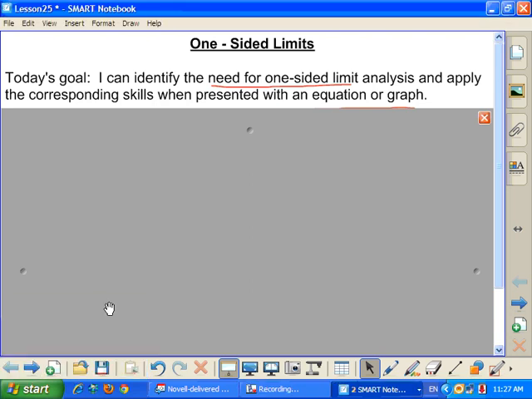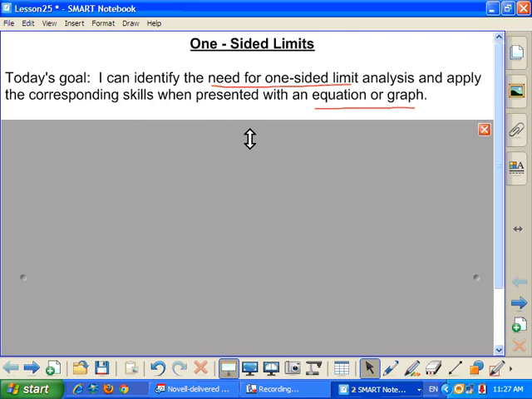Hello and welcome to lesson 25. Today we're looking at one-sided limits. Your goal today: you can identify the need for a one-sided limit, and you can apply the skills that I'm going to teach you today to analyze an equation or a graph.